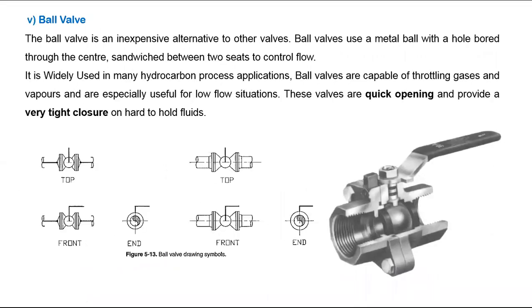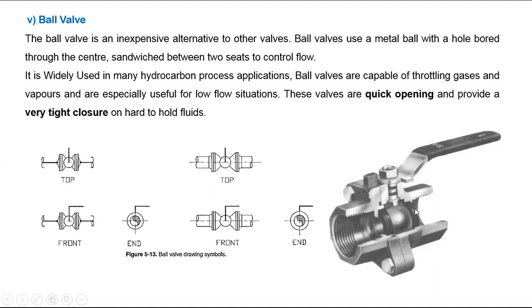Ball valve we are widely using in our plumbing system. This is the cheapest material widely used in our plumbing system. Ball valve is an inexpensive alternative to other valves. A ball valve uses a metal ball with a hole bored through the center, sandwiched between two sheets to control flow.